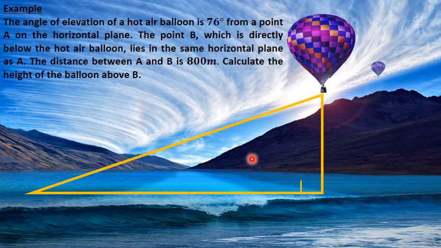Right, let's sketch the situation. Right angle triangles so that we can use SOHCAHTOA. And A on the left, B on the right. Let's call the height of the hot air balloon point C.